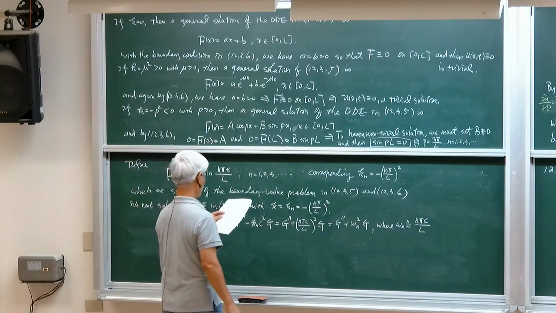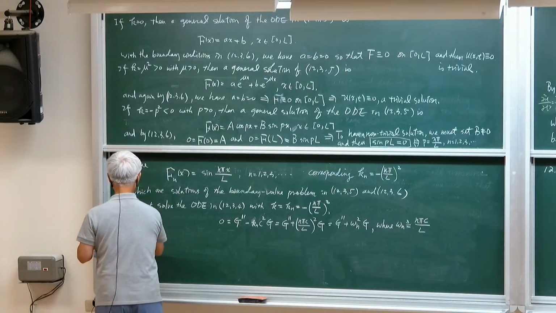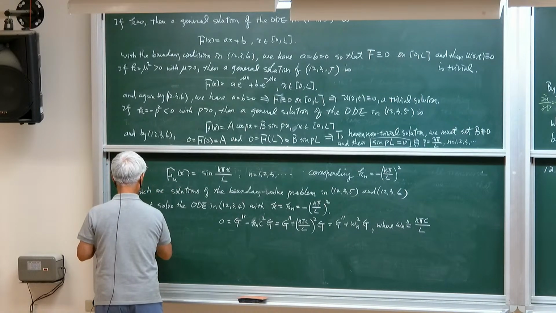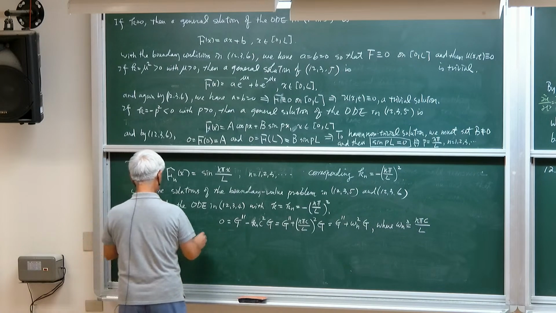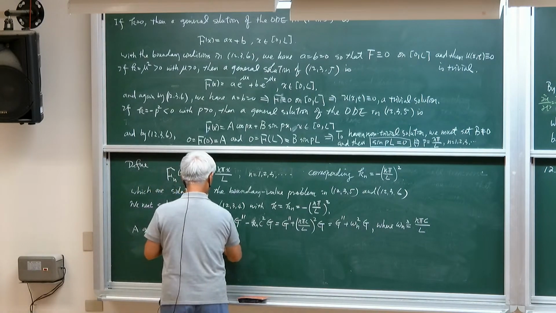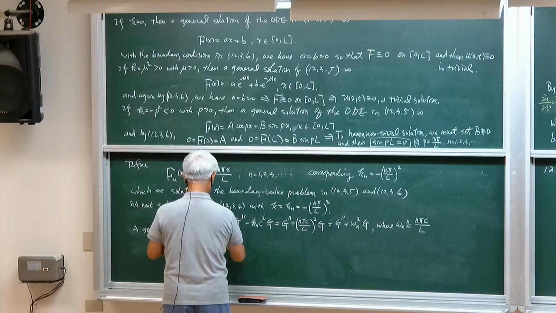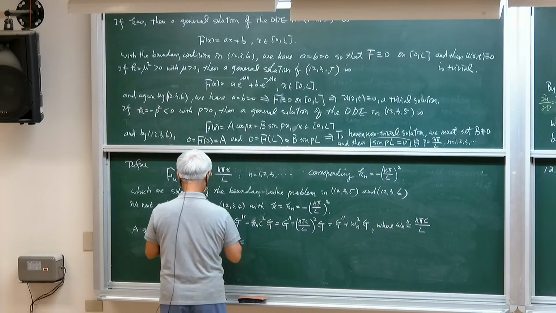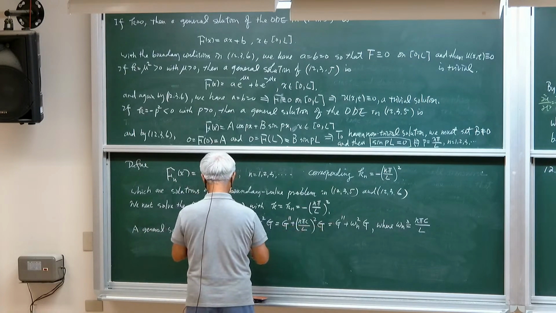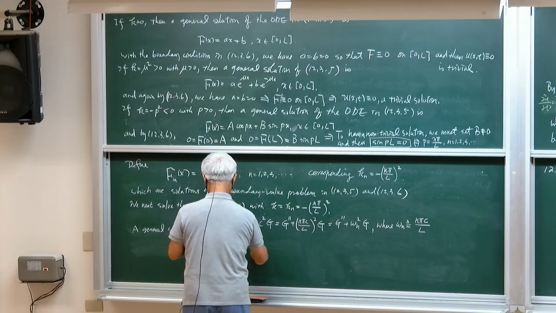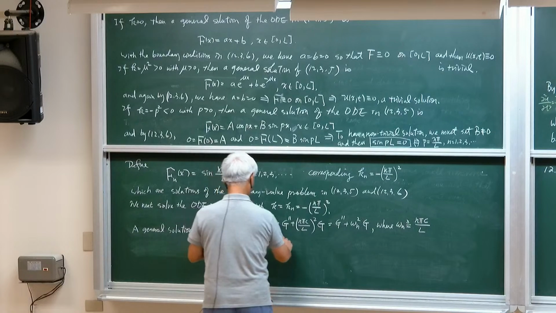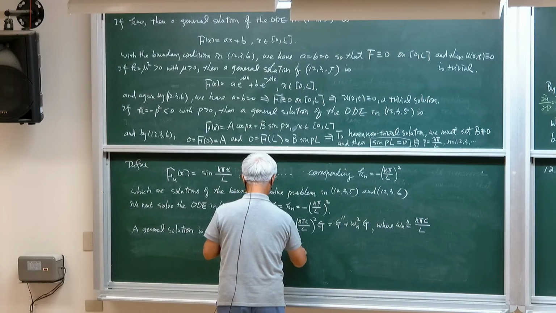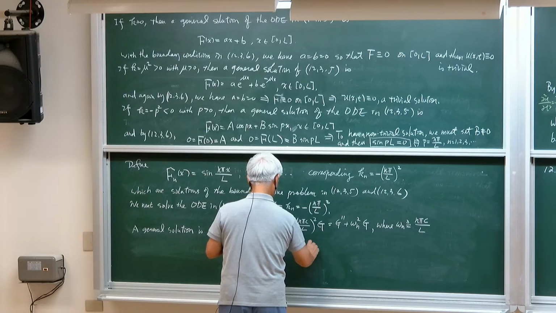And so a general solution is here. We call it G sub n of t. That is Bn cosine omega n t plus Cn sine omega n t.